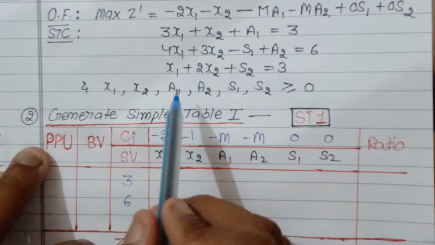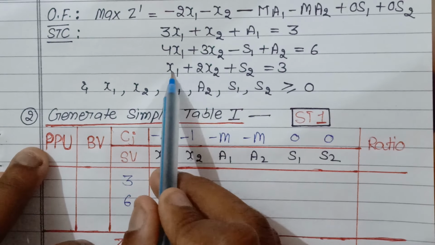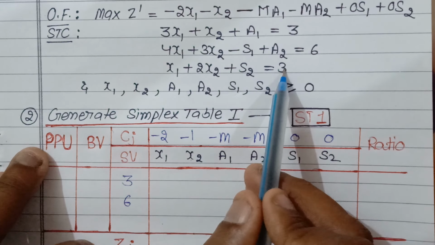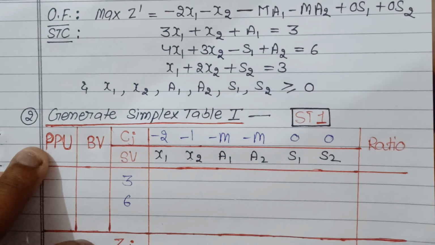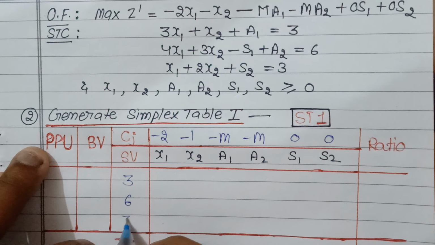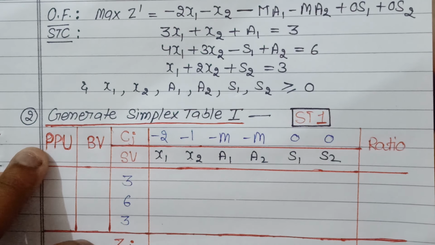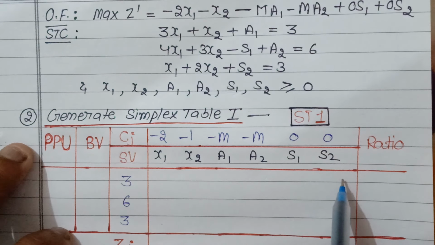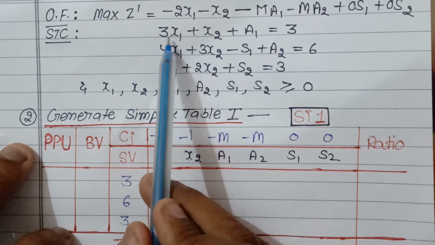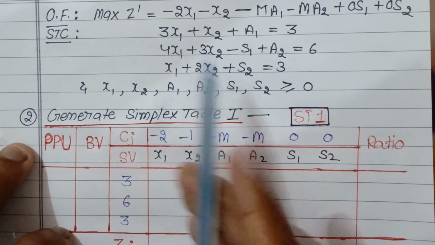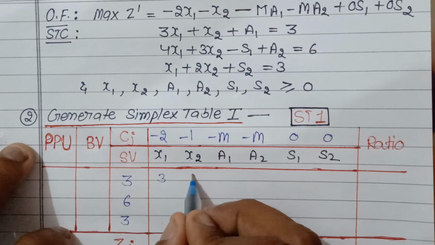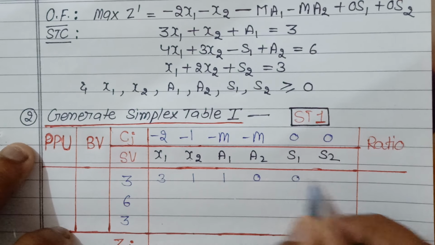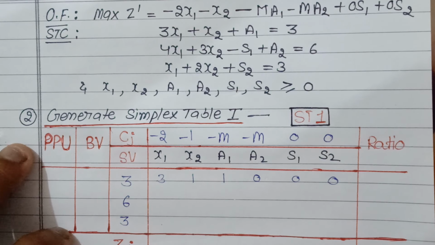Okay, now for equation 3, if you put x1 and x2 as 0, then s2 will come out to be equal to 3, and we can write here the initial basic feasible solution as 3. Okay, now we have to write these values also. From equation 1, the coefficient of x1 is 3, of x2 is 1, of a1 is 1, there is no a2, no s1, no s2. So all these values are 0.